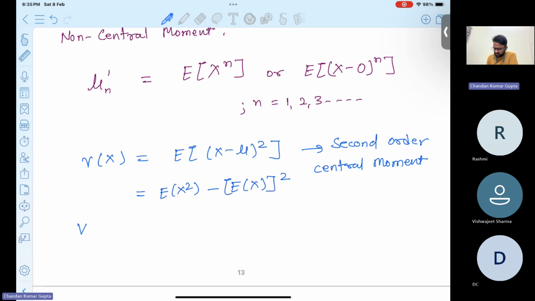So this implies the variance of x, which is the second order moment about the mean, can be denoted as mu2. This can also be mu2 dash minus mu1 dash whole square. So we can formulate equations for central and non-central moments as well. We have a formula actually; we can directly write the formula.